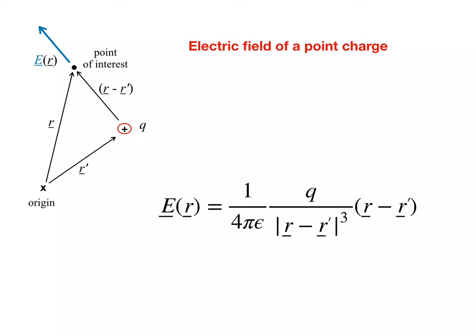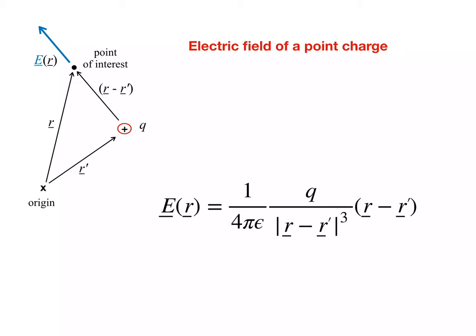A point charge creates an electric field that permeates all space. At a position r in this space, the electric field E of r is given in SI units by the expression 1 over 4 pi epsilon, with epsilon being the permittivity, times q being the charge, divided by the magnitude of the separation vector r minus r prime, to the power of 3, times this separation vector itself.